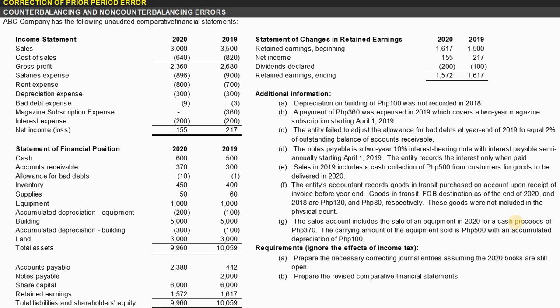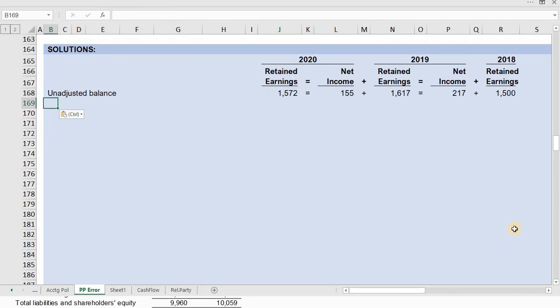So again, we are going to restate the retained earnings at the start of 2019 because we can no longer correct the depreciation or the nominal accounts in 2018. As of 2020, the nominal accounts in 2018 were already closed to the retained earnings. That is why if we are going to adjust the depreciation for 2018, what we can adjust is the retained earnings. So for letter A, what is the effect of the 100 peso depreciation that was not recorded in 2018?